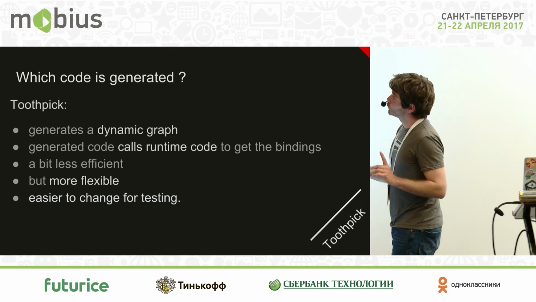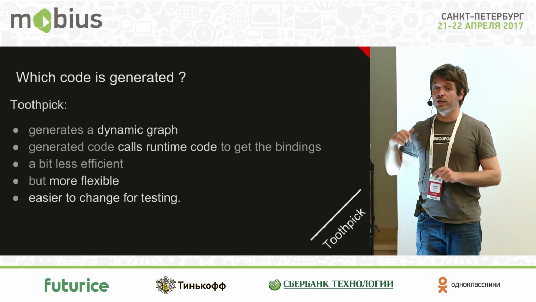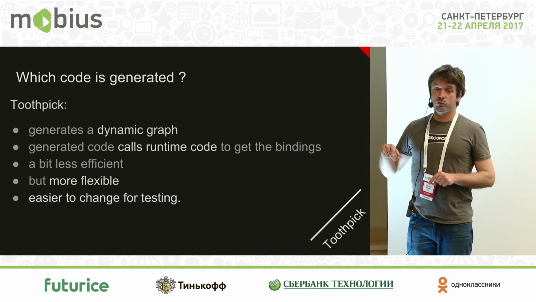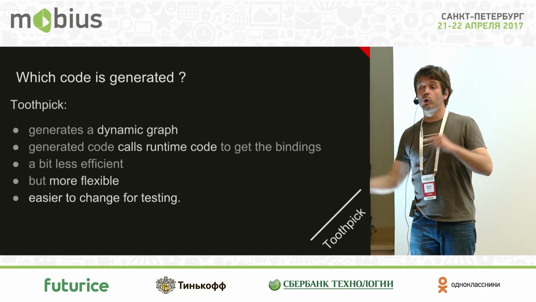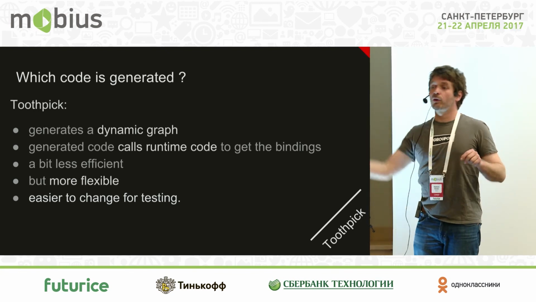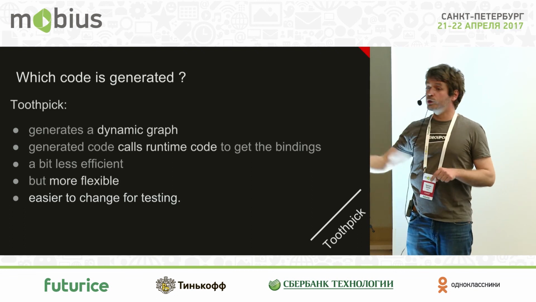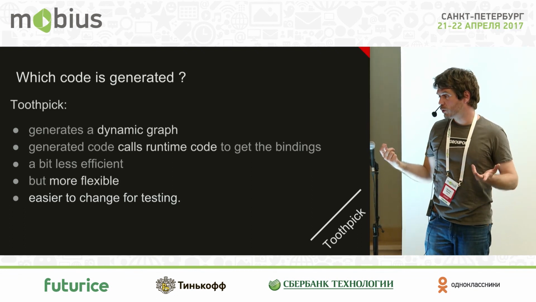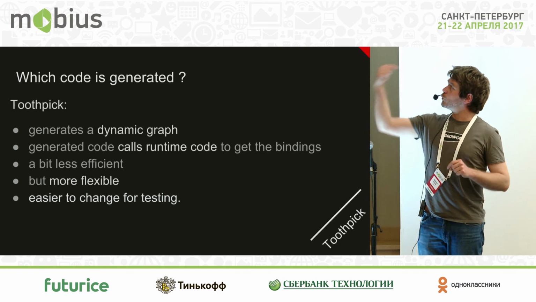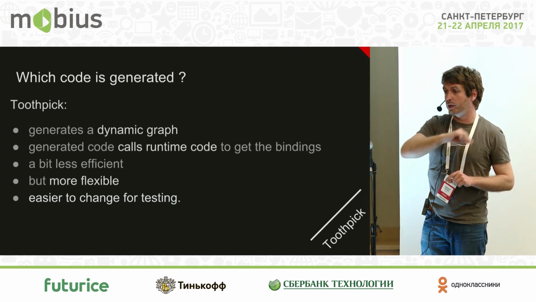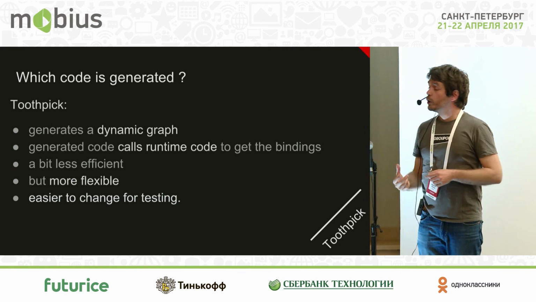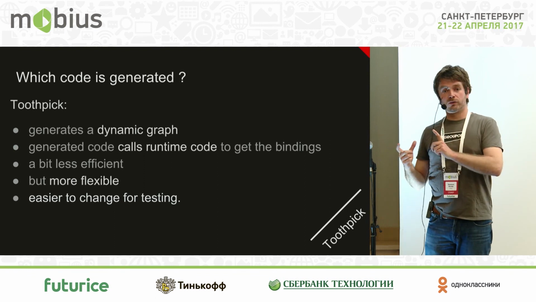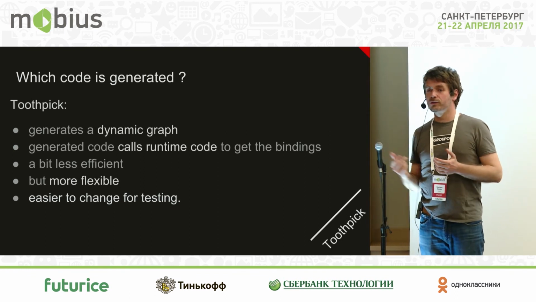On the other hand, Toothpick generates a graph which is dynamic. So the generated code will actually call runtime code of Toothpick every time to ask who is binding. So we just look into a hash map, big O of 1, no real performance issues there. So we call the runtime code of Toothpick from the generated code. So it's a bit less efficient, especially if you have a large number of injections.